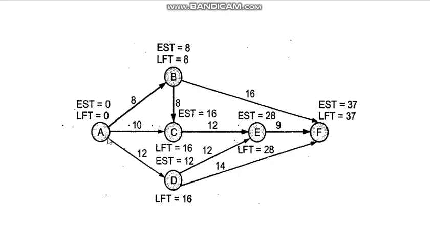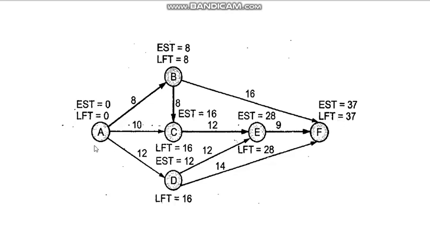Finally when we come to node A, there are 3 outgoing branches, so you have to see all 3. First AD: 16 minus 12 is 4. Through this branch, 16 minus 10 is 6. And here 8 minus 8 is 0. Which value will you take? You take the least value, that is 0. Anyway, because it is the starting point, LFT will always equal EST. These two values and these two values at the terminal points will be the same.